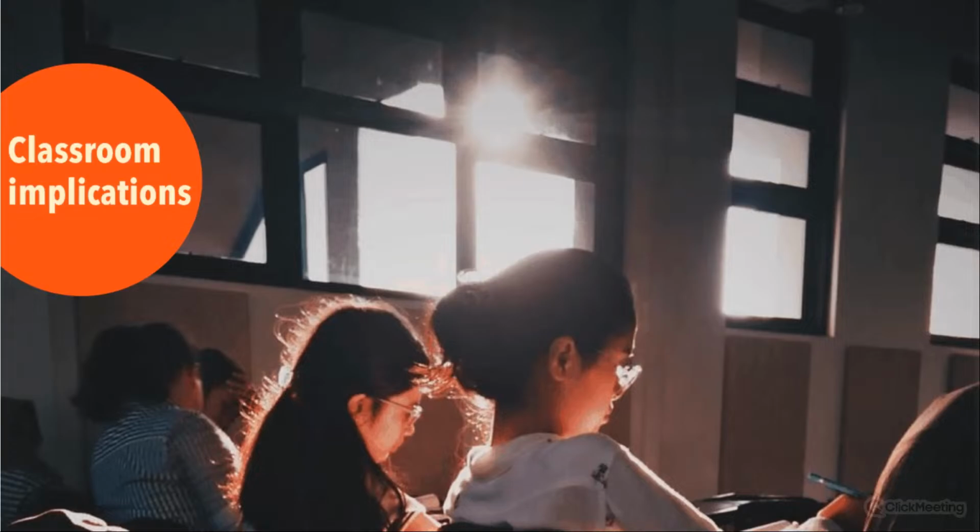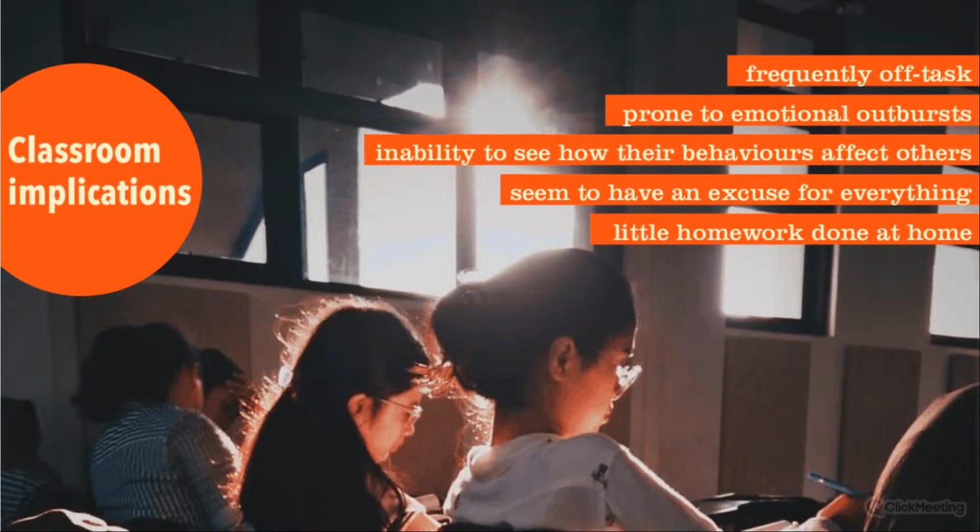Let's see a couple of them, right? So, they are frequently off task. They are prone to emotional outbursts inside the classroom, as I've mentioned. They have an inability to see how their behavior affects others. And they seem to have an excuse for everything. This has to do a lot with their lack of planning. And the excuses, they are genuine.